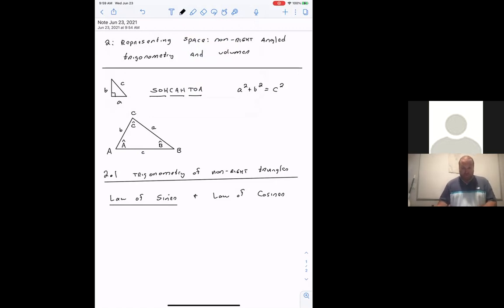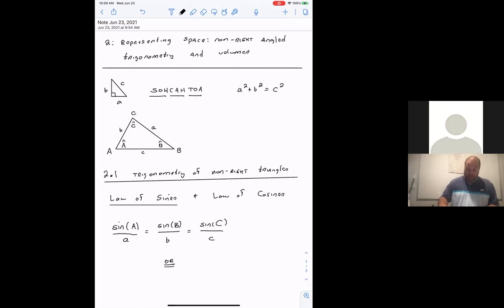The law of sines is very, very simple, very important. We're not proving it. The proof is a little complicated. But it says if you take the sine, that's why it's called the law of sines, if you take the sine of angle A and divide it by the length of side A, and you do the same thing for angle B and side B, and the same thing for angle C and side C, these are all equal. Sine of A over A equals sine of B over B equals sine of C over C.